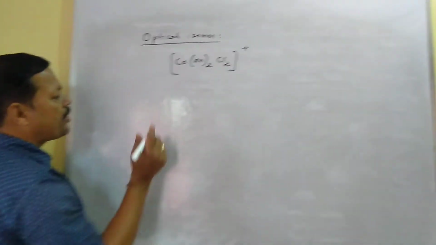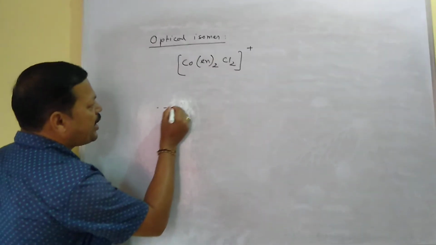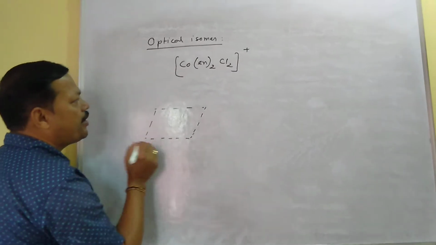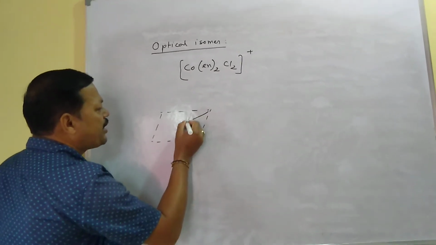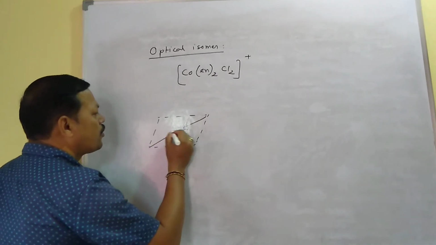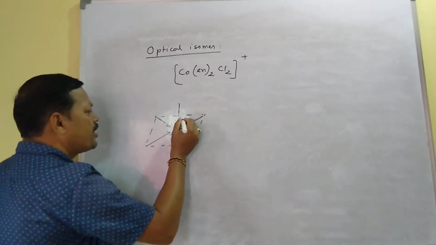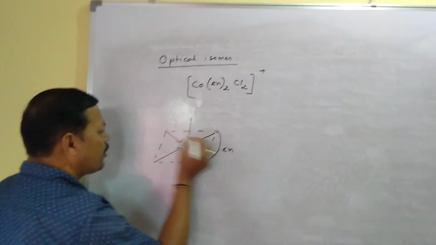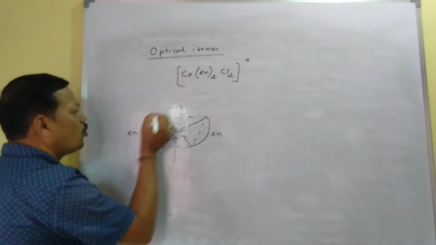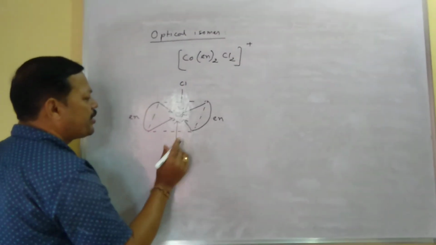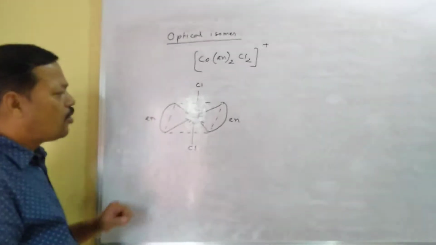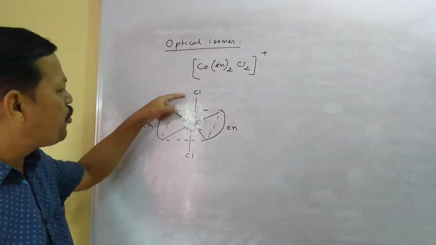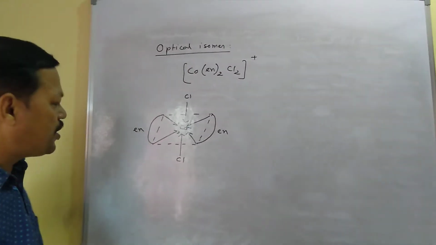So now this is one of the complexes. You can draw the complex this way. Since the coordination number is 6 and ethylene diamine is a bidentate ligand, you can draw the complex in an octahedral shape. One en is here, another en is here, one chlorine is here, another chlorine will be here. Already you have drawn cis and trans. Is this cis or trans? These two are in opposite positions, na? That's why this is the trans isomer.